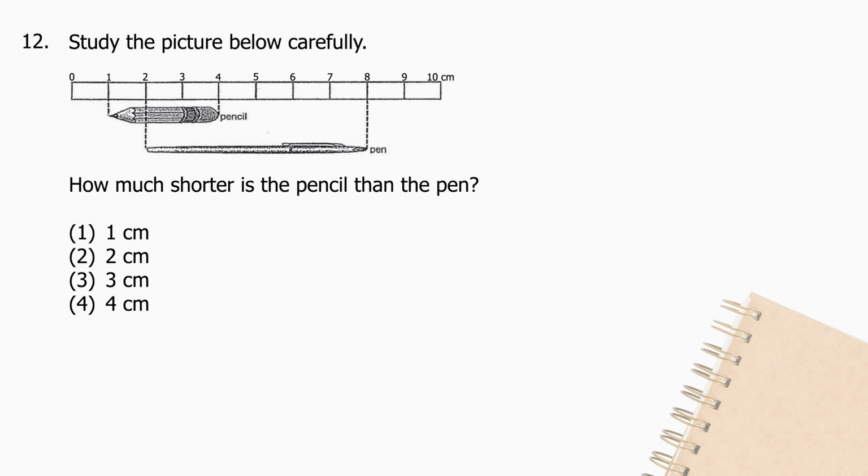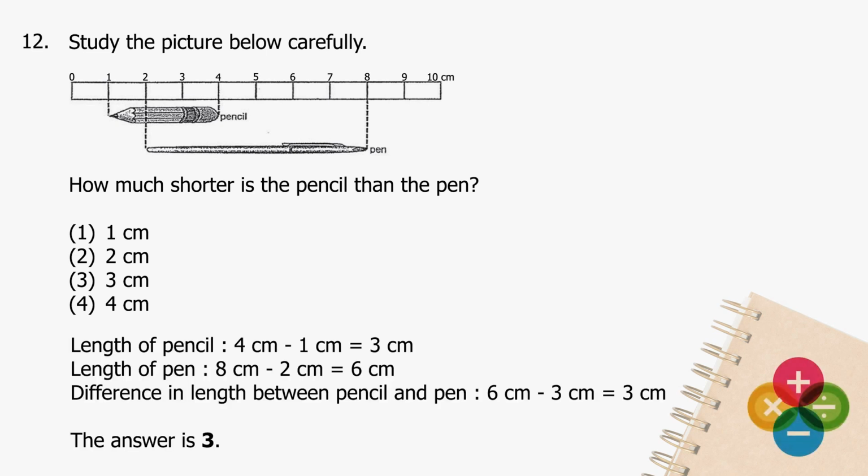Question 12. Study the picture below carefully. How much shorter is the pencil than the pen? The length of the pencil will be, subtract 1 cm from 4 cm, and the difference is 3 cm. The length of the pen will be, subtract 2 cm from 8 cm, and the difference is 6 cm. The difference in length between pencil and pen will be, subtract 3 cm from 6 cm, and the difference is 3 cm. The answer is 3.